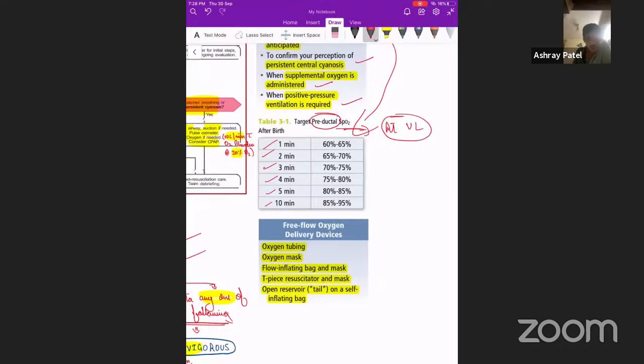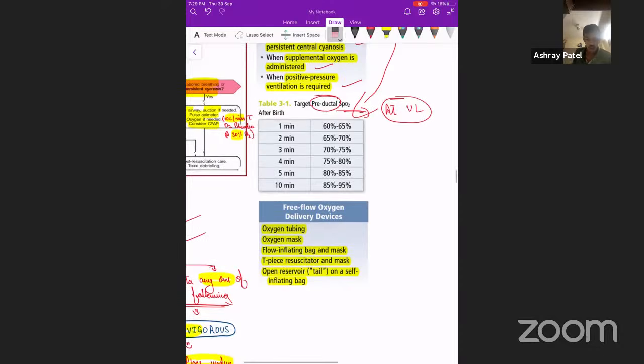Again, this is one of the most important MCQ questions. At the end of 1 minute, what should be the saturation target? At the end of 2 minutes, what should be the target saturation? So please be aware of the preductal saturation that is needed, okay?